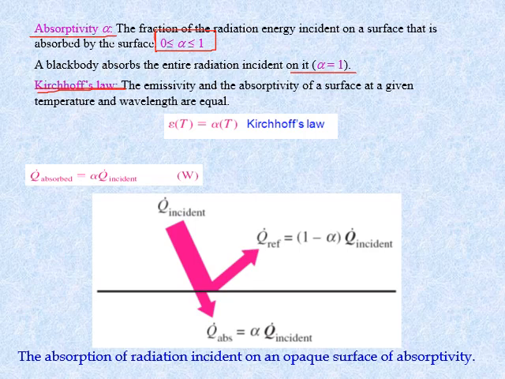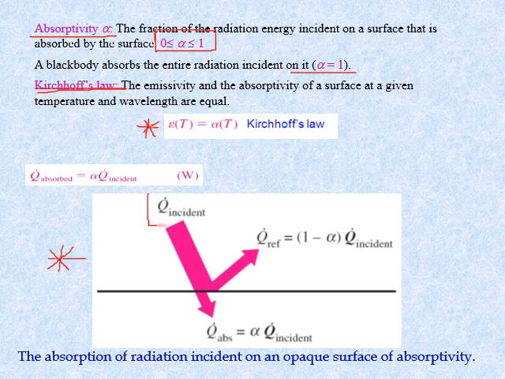So the Kirchhoff law states that the emissivity and the absorptivity of a surface at a given temperature and wavelength are equal. So this is what is stated by the Kirchhoff law. So emissivity and the absorptivity of a surface at the given temperature, which is at the same temperature, should be the same. Okay, so for example, something like this.